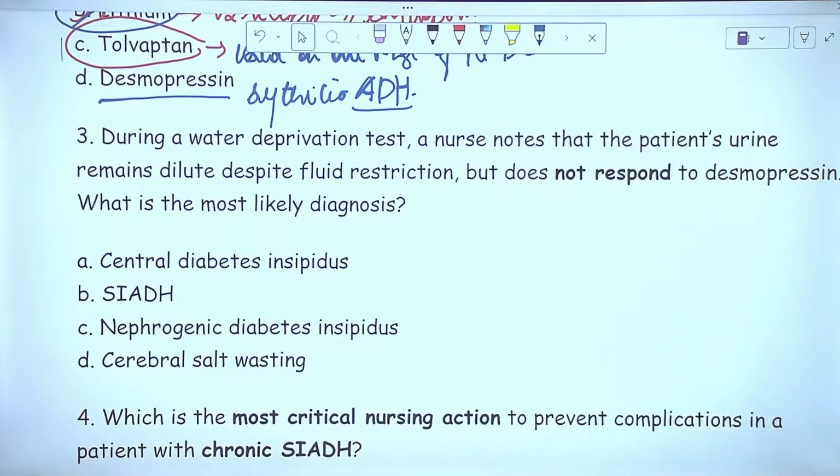During a water deprivation test, a nurse notes that the patient's urine remains dilute despite fluid restriction, but does not respond to desmopressin. What is most likely the diagnosis? Yes, very good. Priyanka, a big round of applause to you.